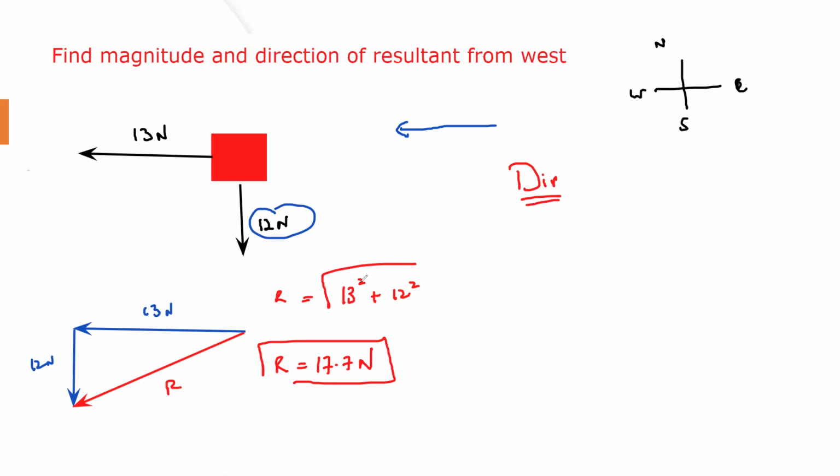We need the direction from the west. This is our first vector, so we need this angle, theta. This is the base. The angle is always between the base and the resultant, and the resultant is the hypotenuse. The side opposite to the angle is the perpendicular.